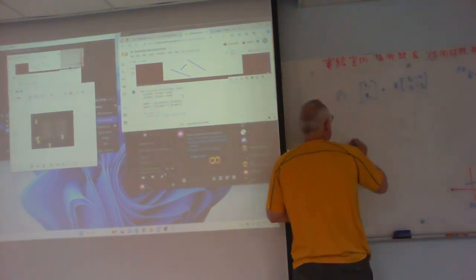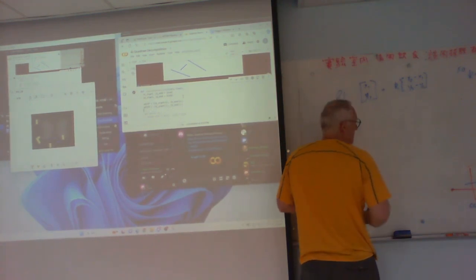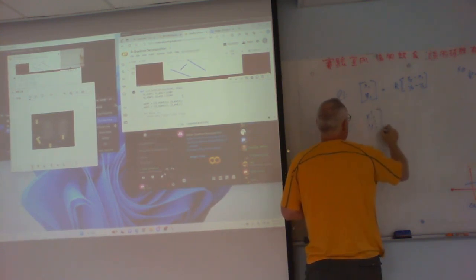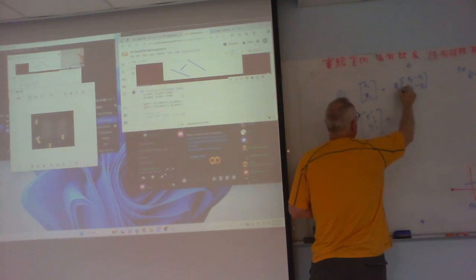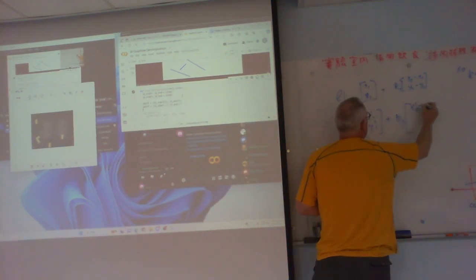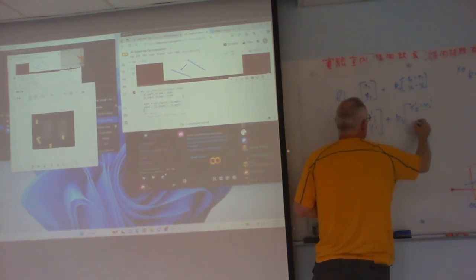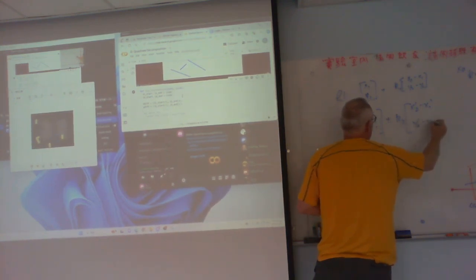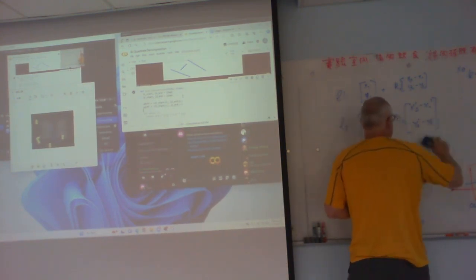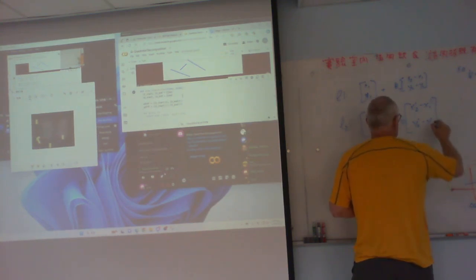Okay. Line 2: x dash 1, y dash 1. Similarly, this will be k1, this will be k2. x dash 2 minus x dash 1, y dash 2 minus y dash 1, right?